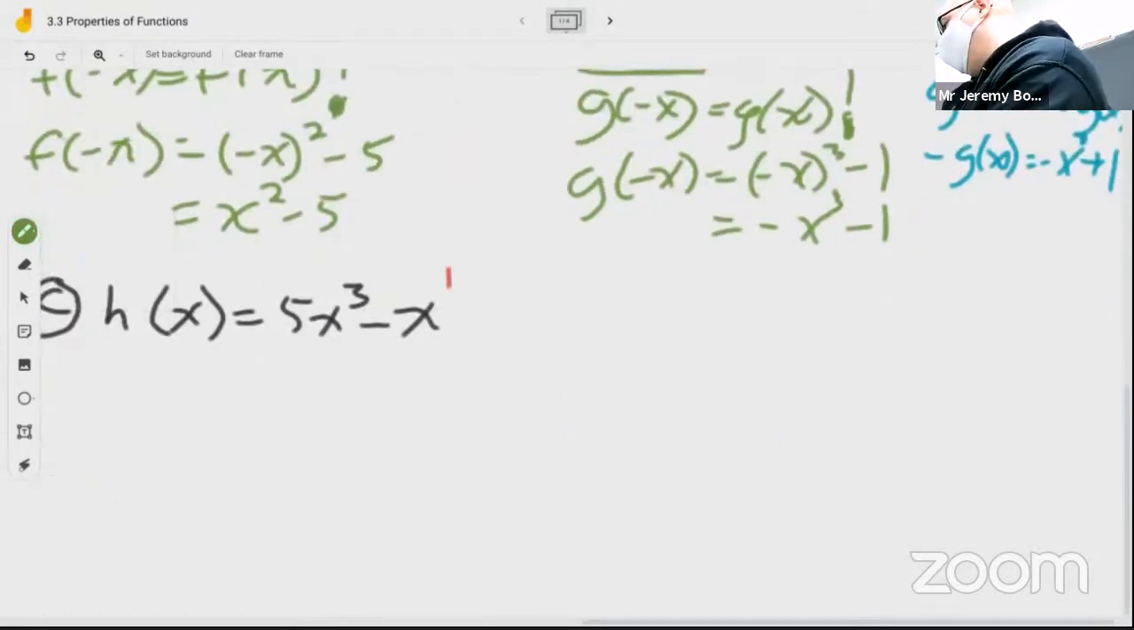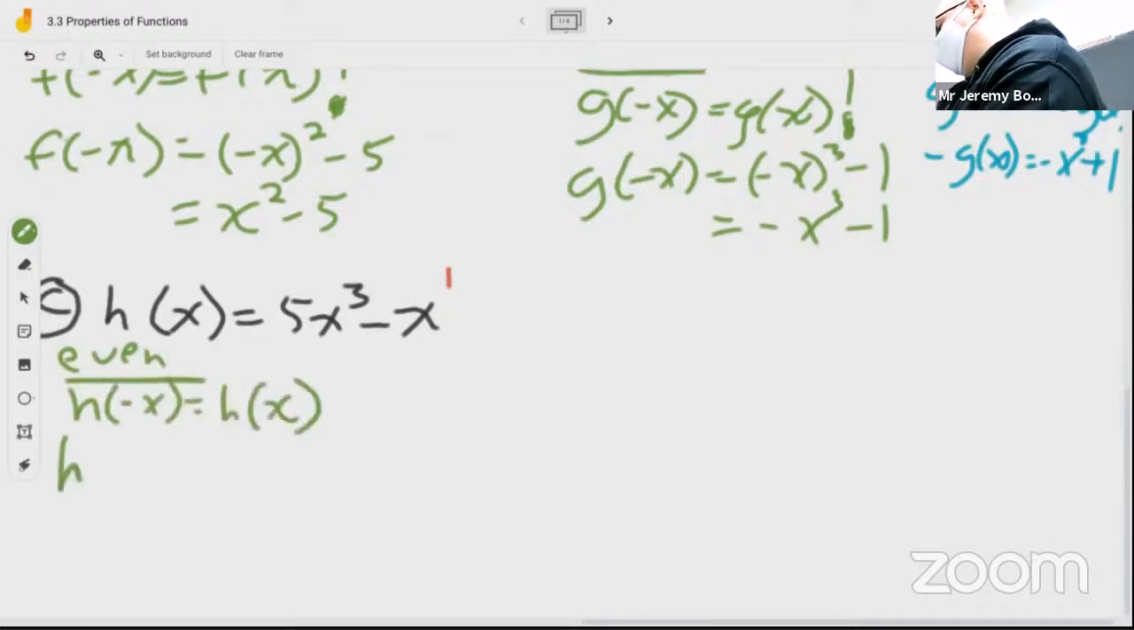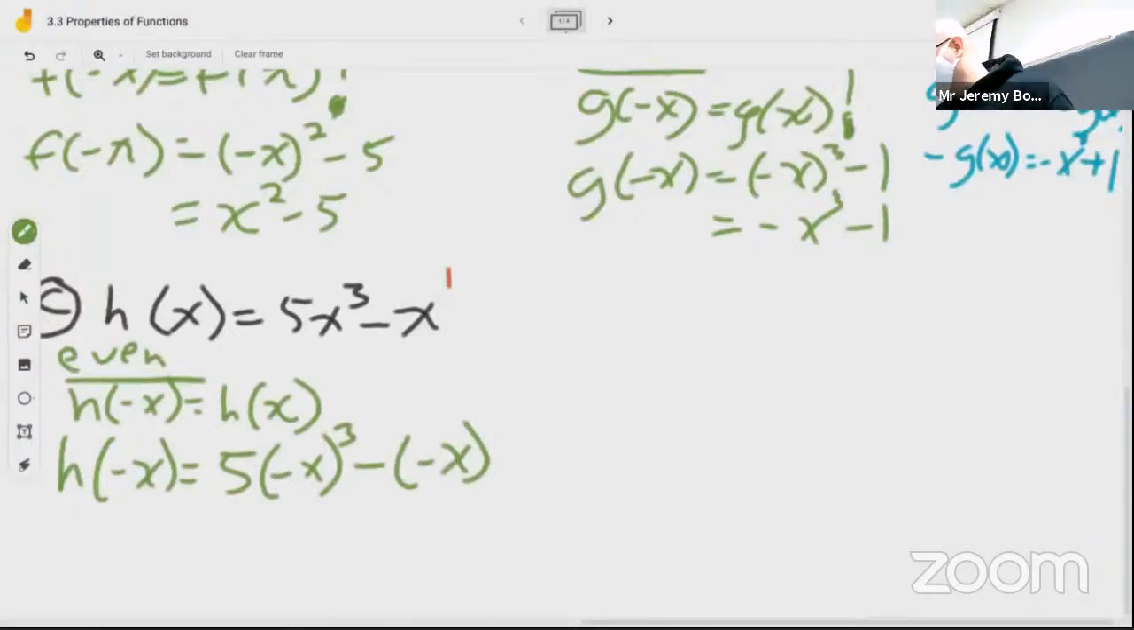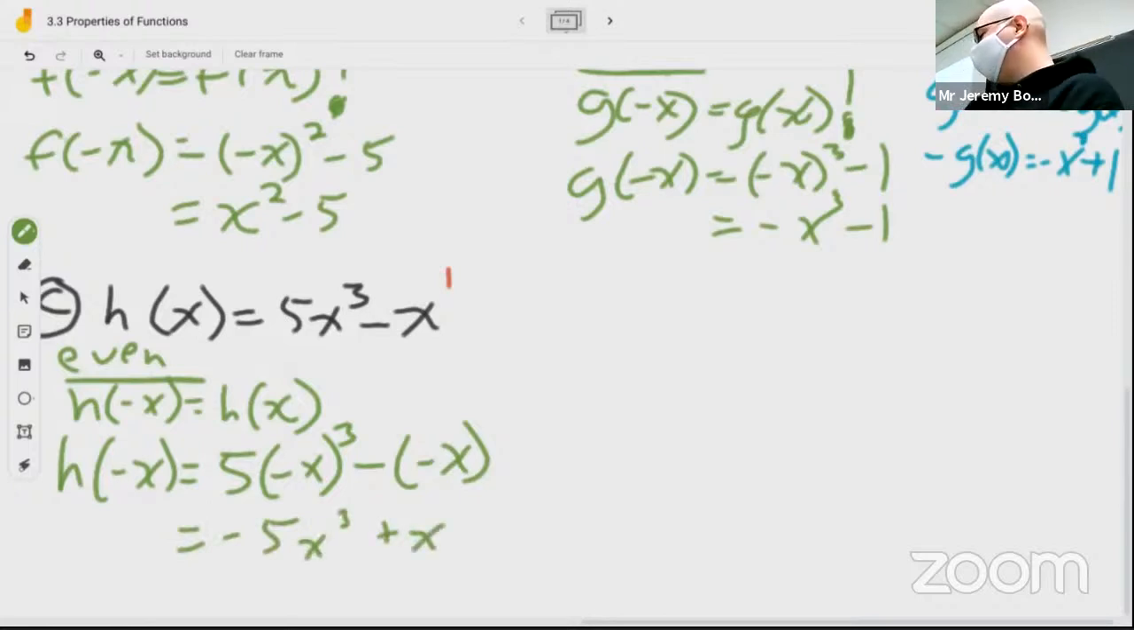So we'll do even first. Well, we could do odd first if you want, but I always like doing even first. I'm trying to see if h of negative x is equal to h of x. So h of negative x is what? No, sorry, 5 times negative x to the third minus a negative x. And so that is going to be negative 5x to the third plus x, which does not match my original function. So it's not even.